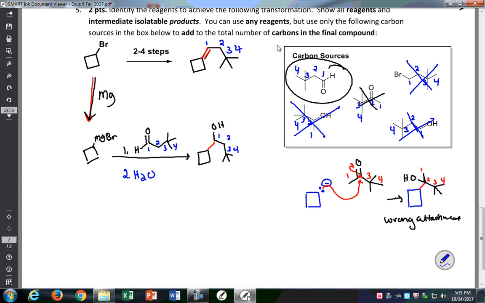It's not quite my product, but we can get to my product because we can make our alcohol a good leaving group and then react it to form an E2 reaction. So remember, tosylate makes our alcohol a good leaving group, not TMS. TMS protects it. So TsCl and pyridine to make alcohol a good leaving group.